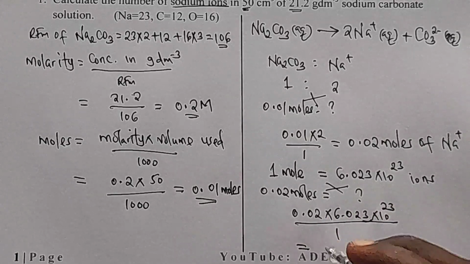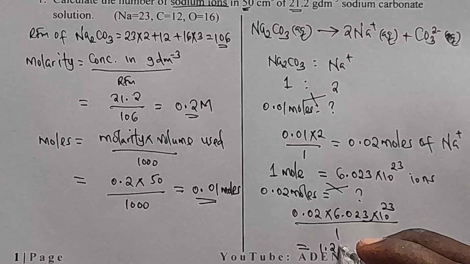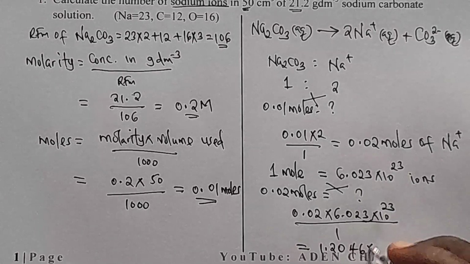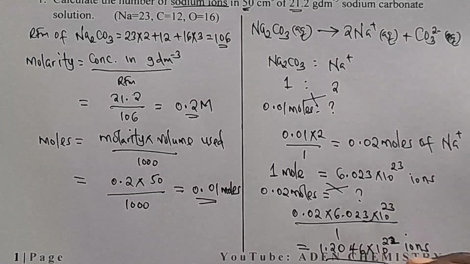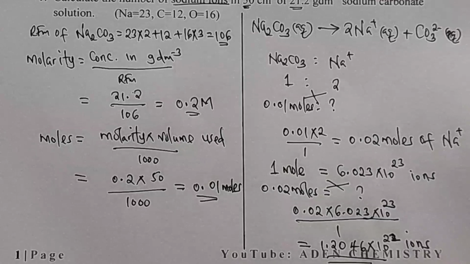So in our case, we are going to get 1.2046 times 10 power 22 ions of sodium, or sodium ions. So that will be our answer: 1.2046 times 10 power 22 ions of sodium. That's our answer.